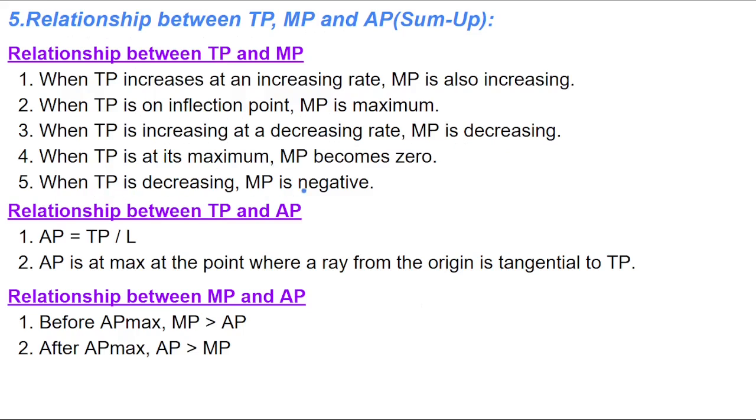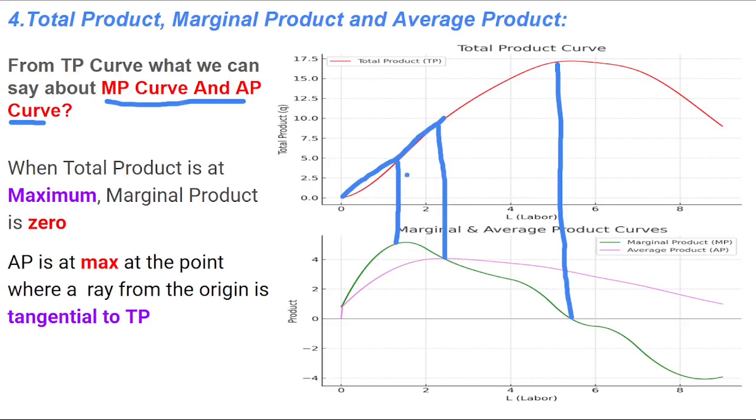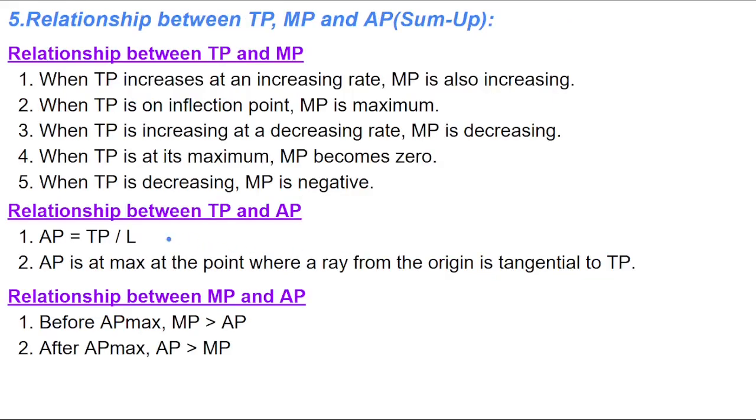Remember, we saw the same thing in the previous slides. Here is our point of inflection, and our MP is maximum, and it is increasing at increasing rate. Our MP is increasing at decreasing rate. Our MP is decreasing. And here our TP is maximum, our MP is zero. And after that our TP is decreasing, our MP is negative.